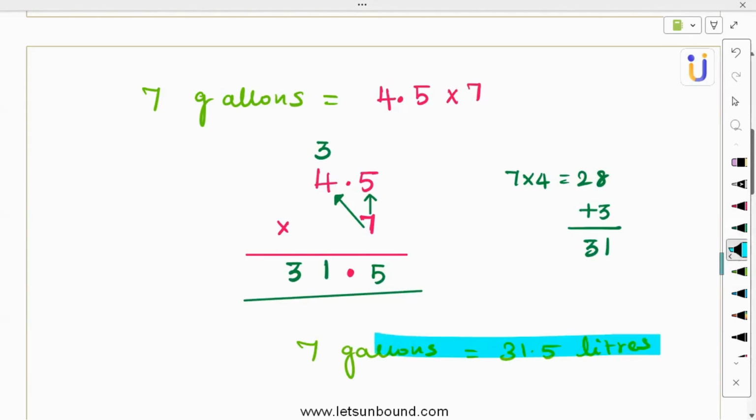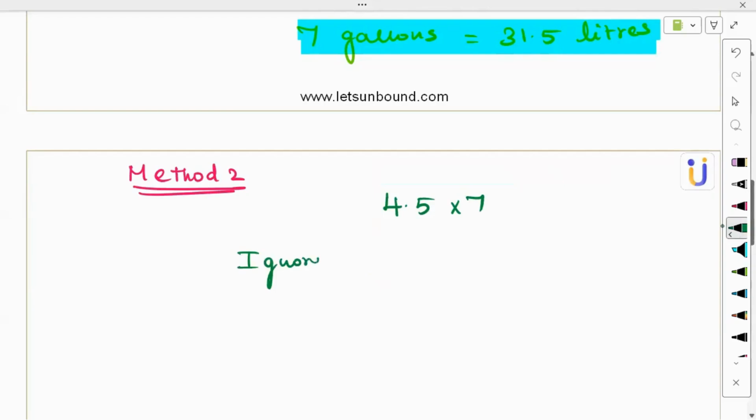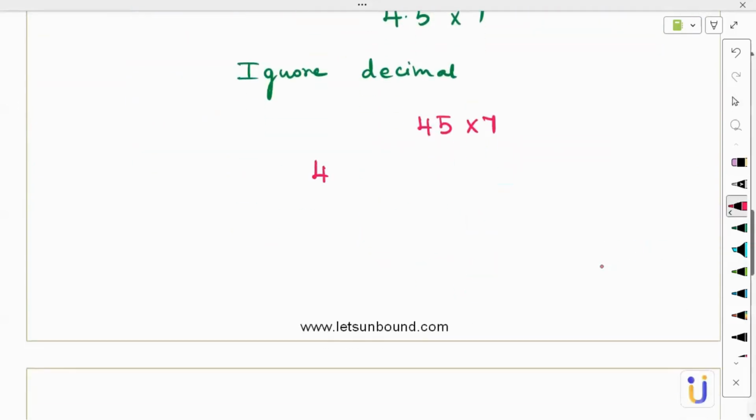And some of you might feel keeping the decimal might cause some error. So ignoring the decimal part also we can do. So that's the method too you can take. Only the multiplication way is different. So 4.5 times 7 is what I need to multiply. You ignore the decimal and just multiply the normal numbers. When you ignore the decimal, it's just like a whole number multiplication. 45 times 7. Let's multiply this.